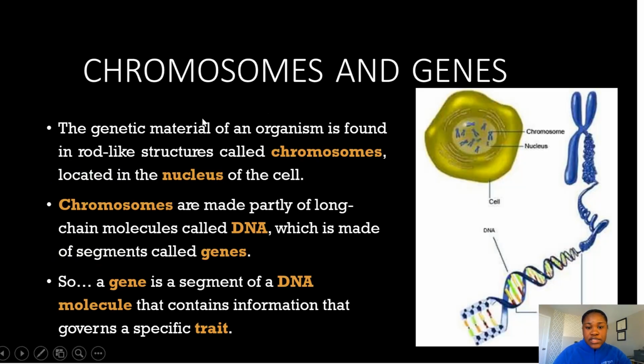Chromosomes and genes are in section 2, but they also come back in section 3 as well. But just remember that genes are segments of DNA that pretty much govern specific traits. The genes are contained in chromosomes, and chromosomes are found in the nucleus.